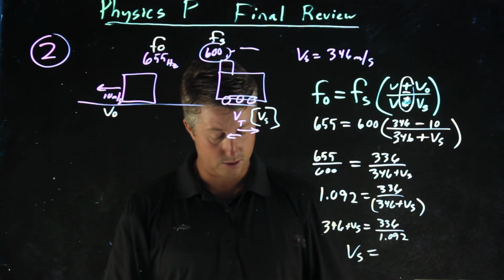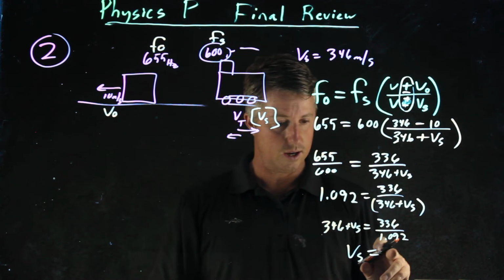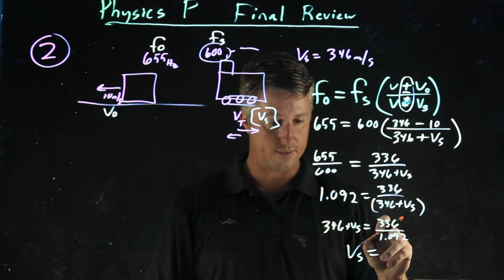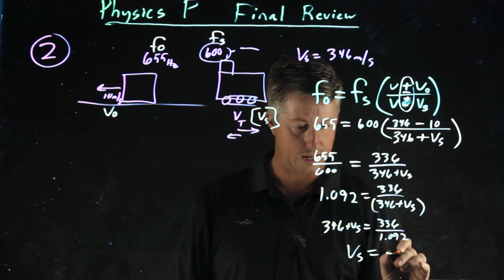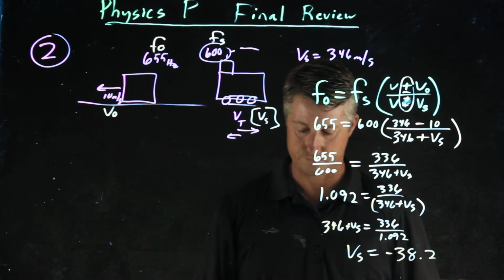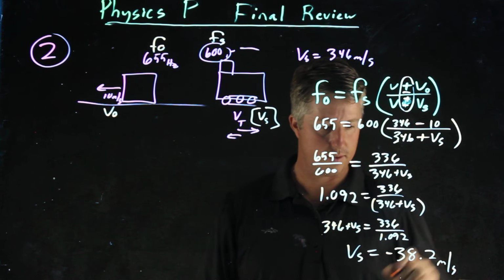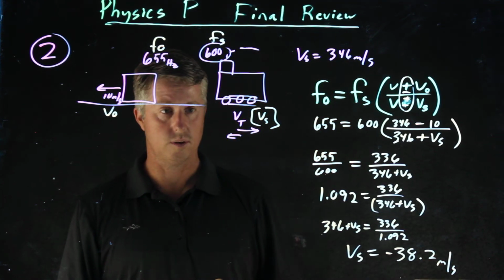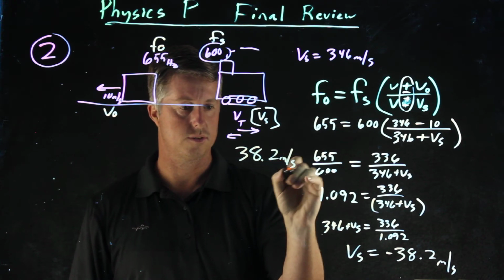So 336 divided by 1.092 is 307. Minus 346 gives me negative 38.2. Okay? This is the speed. So I have the numerical value of 38.2 meters per second.